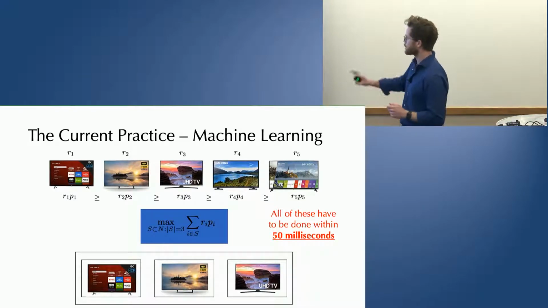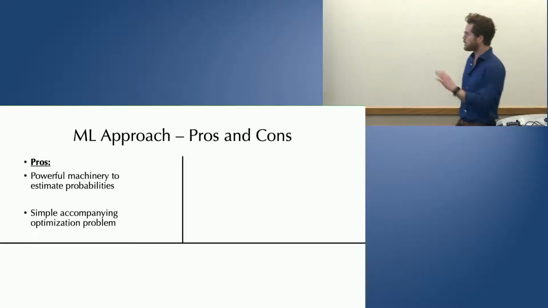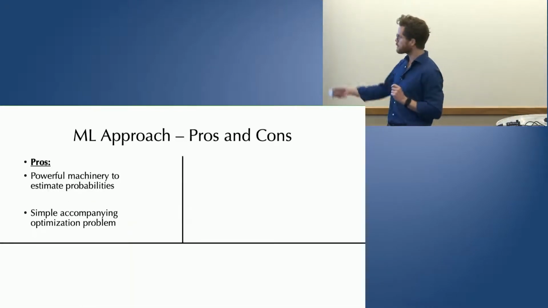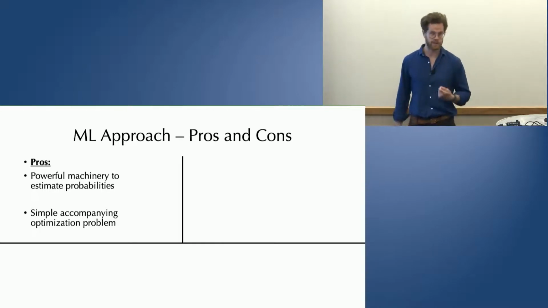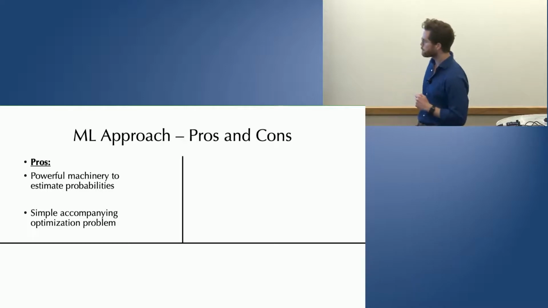And I'll explain a little later on the next slide why it's a con. Okay, so that's the machine learning-based approach. Let me give you high-level pros and cons. Pros: powerful machinery to do estimation. We saw the estimates are a lot more accurate than the MNL model.